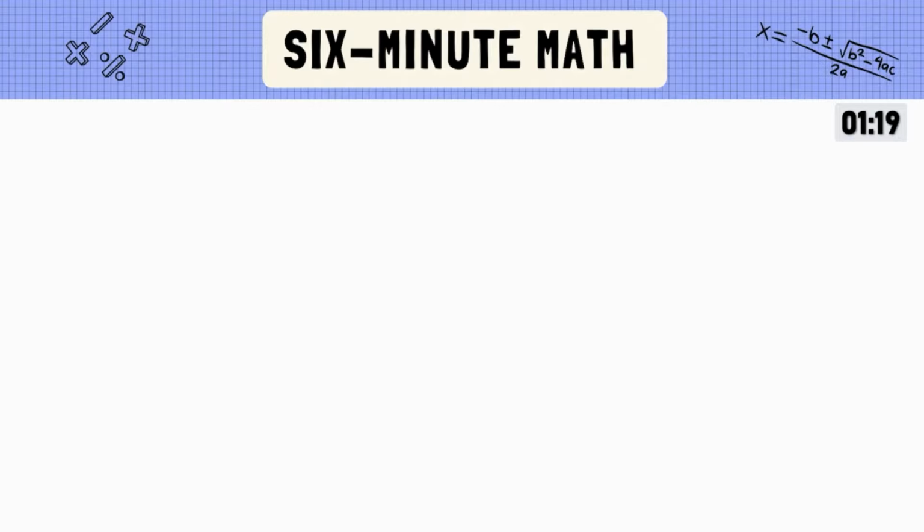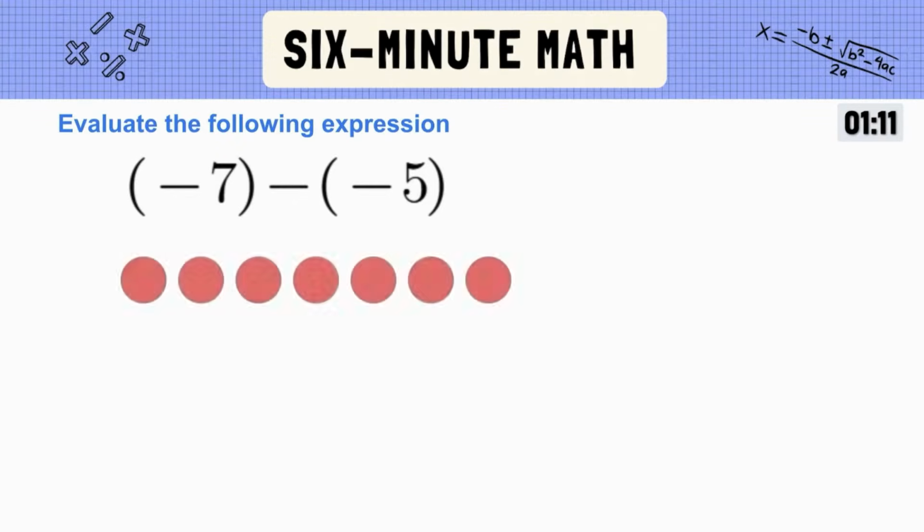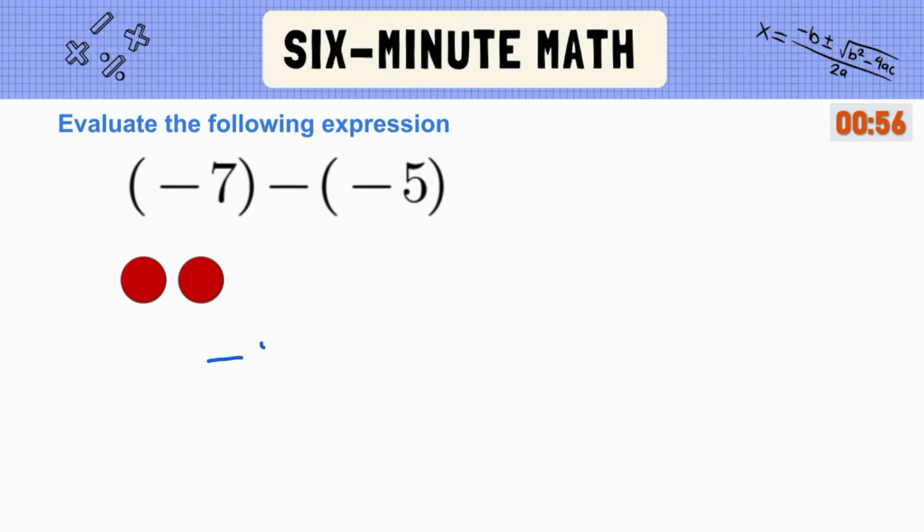And on to our last example. We're going to evaluate negative 7 minus negative 5. I have my negative 7 chips. I'm going to remove, with this negative, negative 5 of those chips. So when I remove 5 negative chips, what am I left with? I'm left with negative 2.